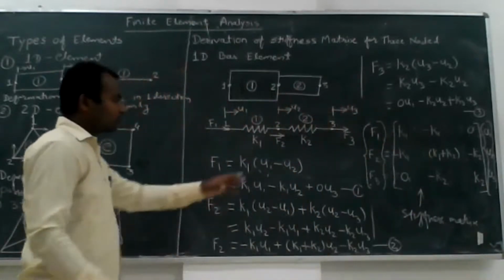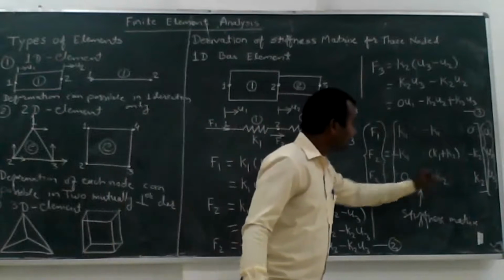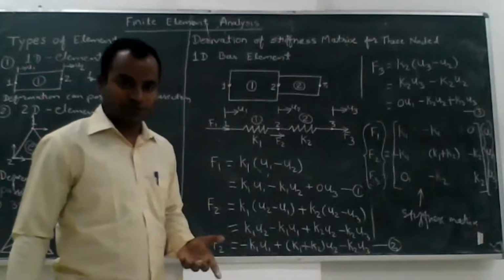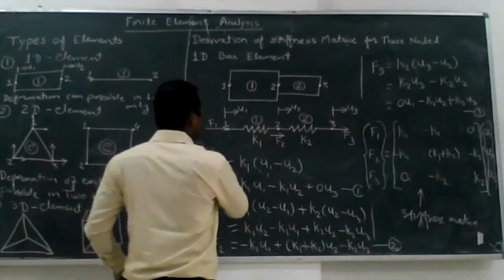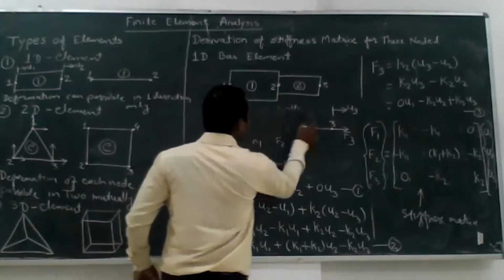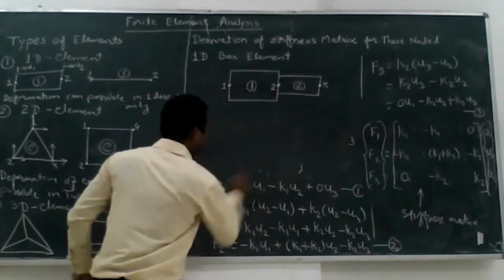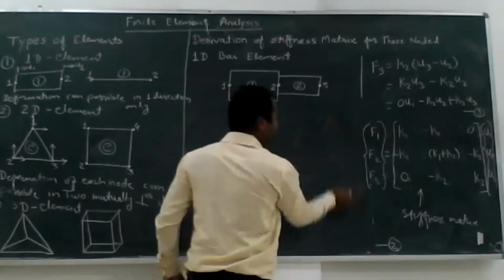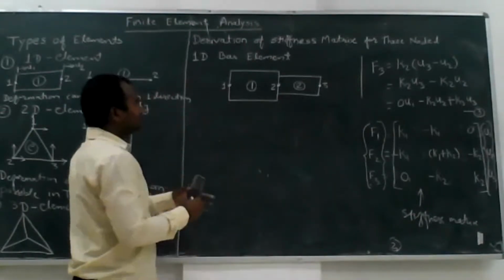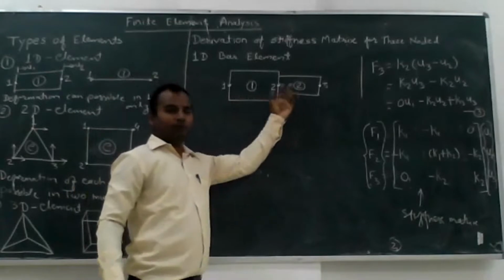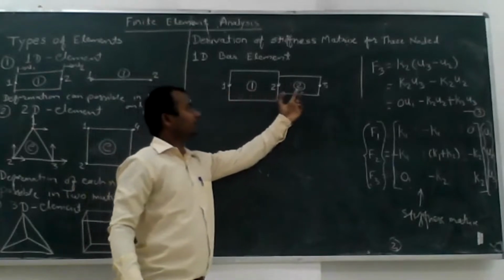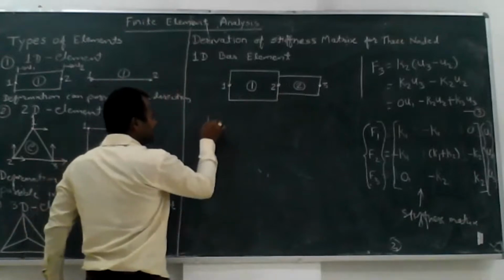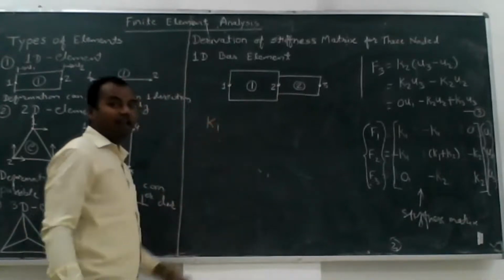So I just again want to express this stiffness matrix in the form of the FEM equation. Okay, so I just erase all this. So this is element number 1, having node numbers 1 and 2, and element number 2 having node numbers 2 and 3. So first of all, I want to write the stiffness matrix for element number 1.